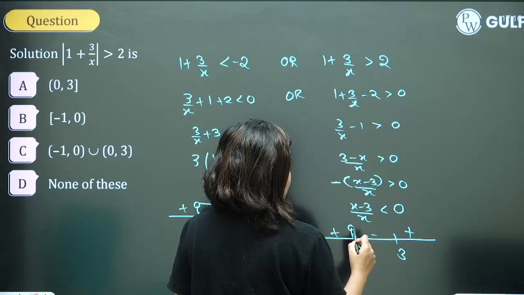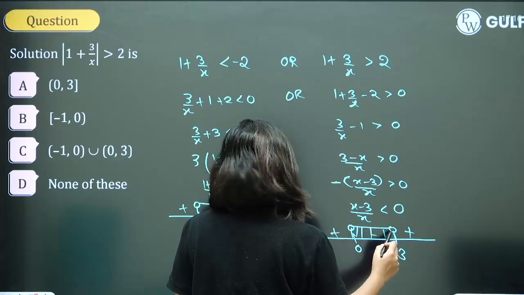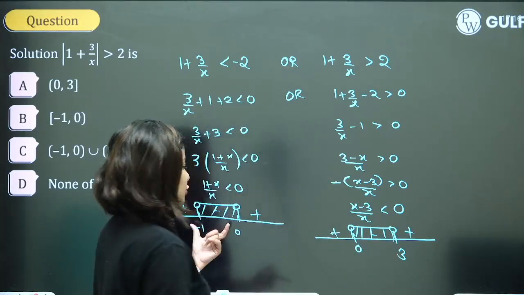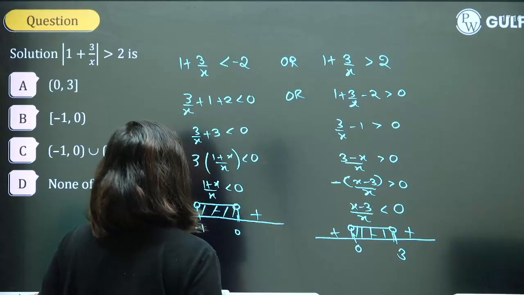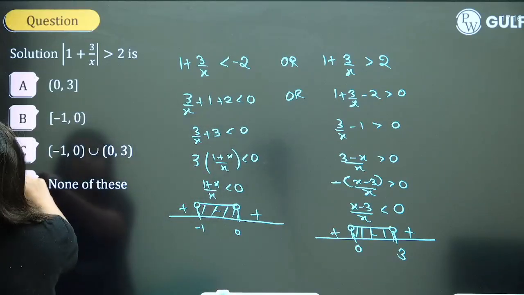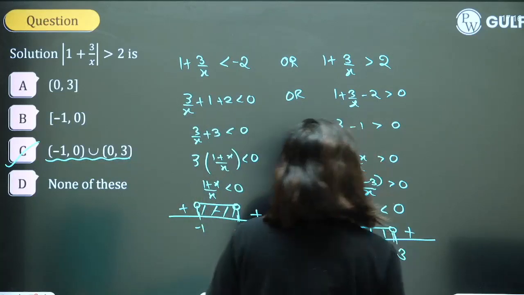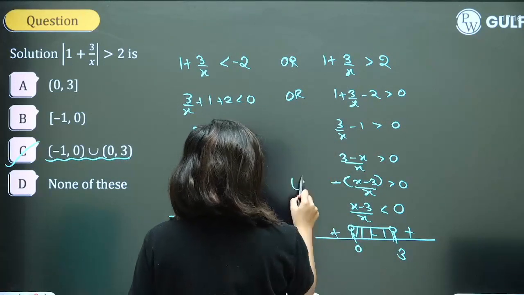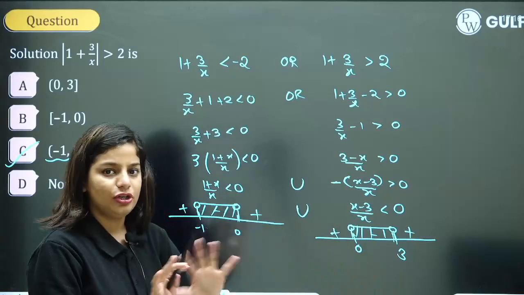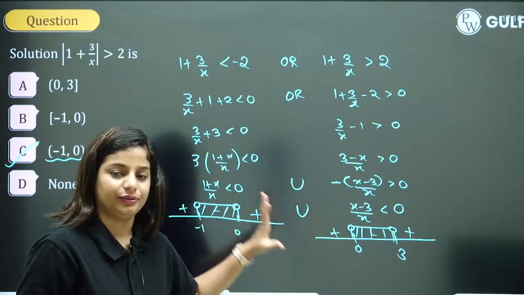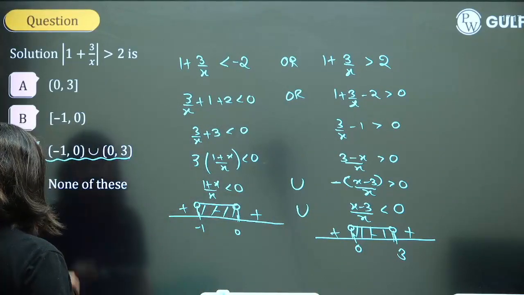Less than region, that is, the negative region. So minus 1 to 0, union 0 to 3. The answer will be minus 1 to 0 and 0 to 3. Or means union. This also and this also, not the common. Both, union. The answer is C.